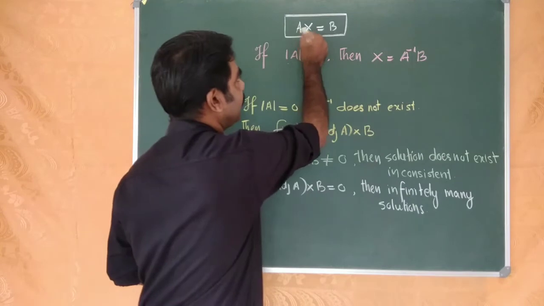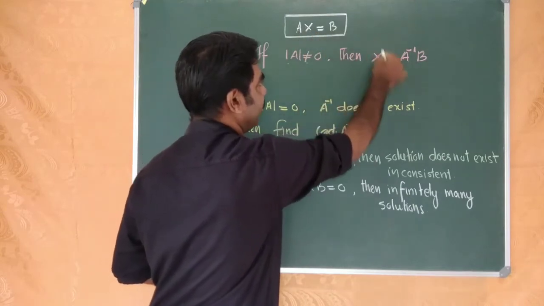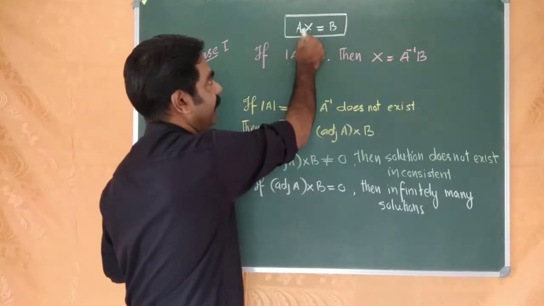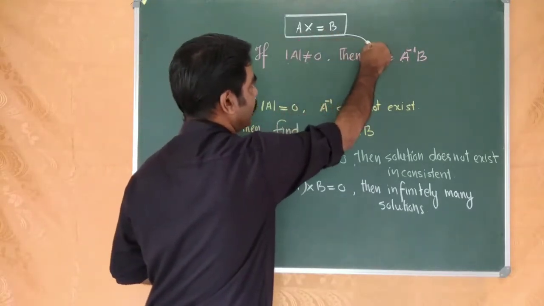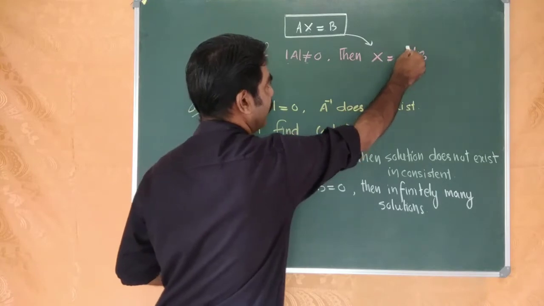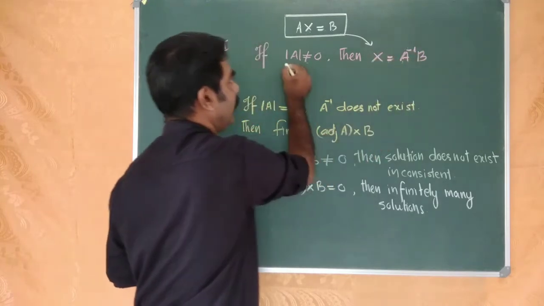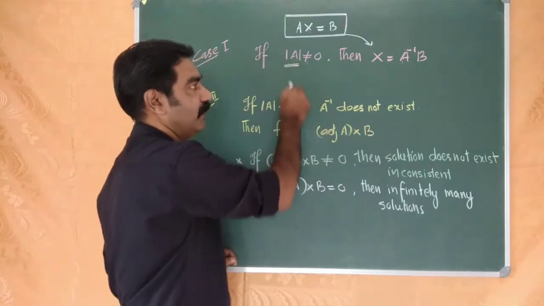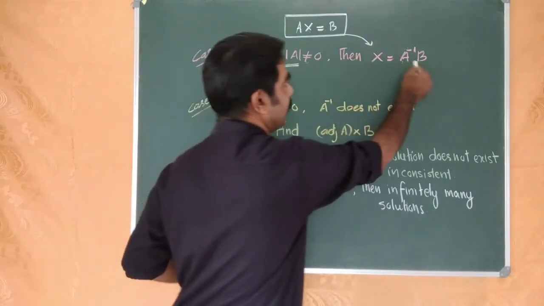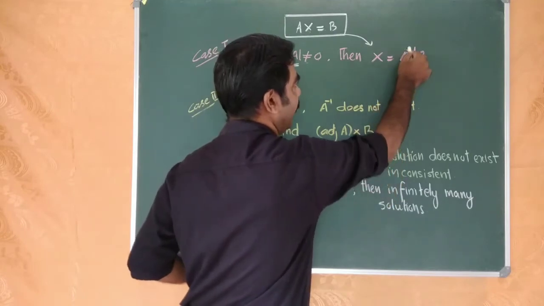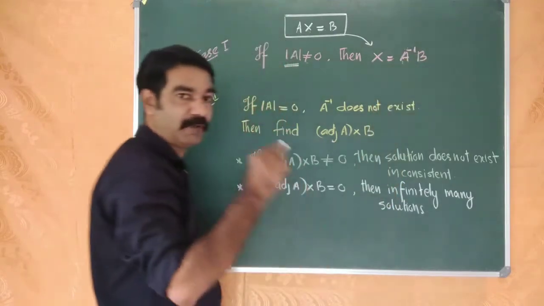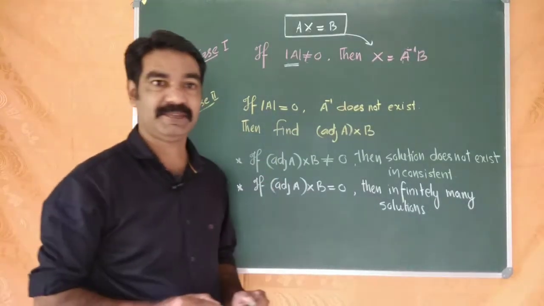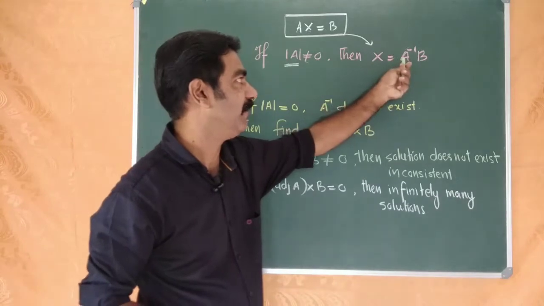So see, AX is equal to B. From this relation we get X is equal to A inverse B. This is possible only when delta is not equal to 0, that means A is non-singular. So this matrix equation X is equal to A inverse B provides a unique solution for the given system of equations.